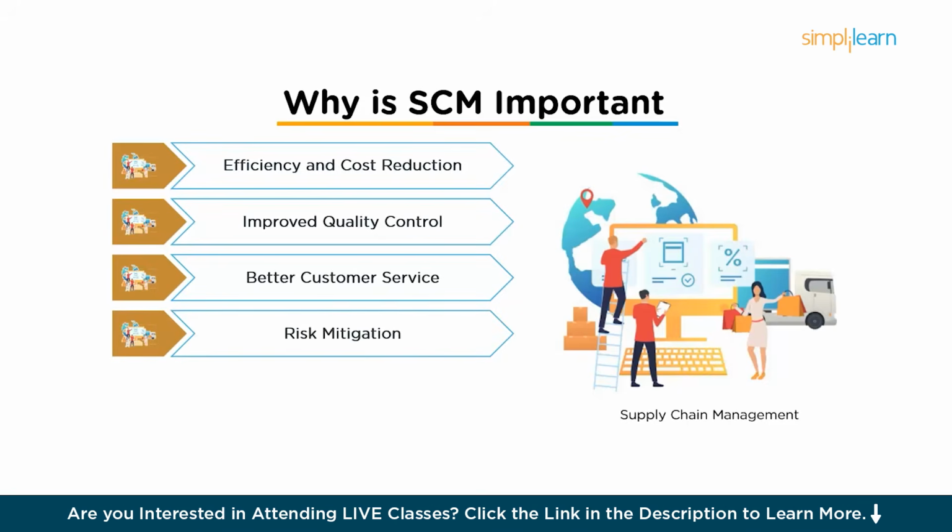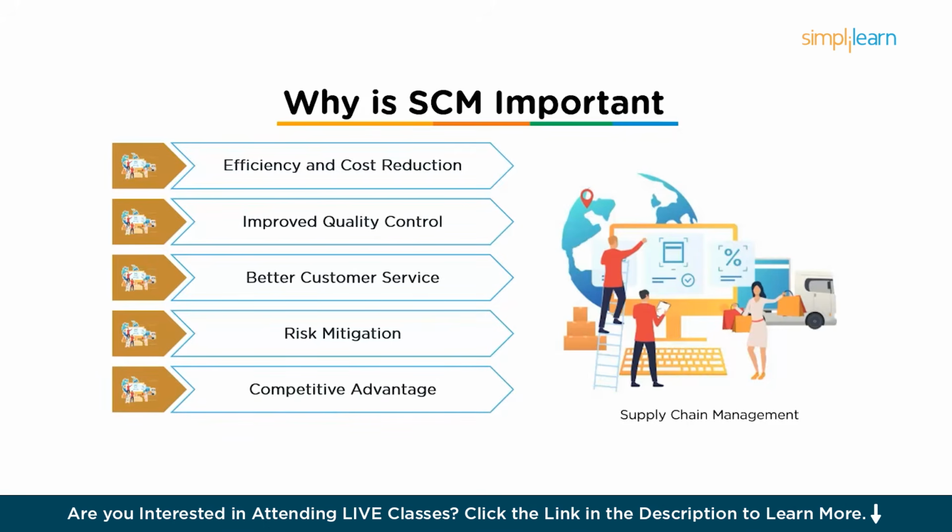Then comes risk mitigation. Effective supply chain management can identify potential risks in the supply chain and implement strategies to mitigate them. This proactive approach helps in avoiding disruptions and maintaining smooth operation. Then comes competitive advantage. Companies with efficient supply chains can deliver products faster at a lower cost, providing a competitive edge in the market. Then comes sustainability. It enables organizations to implement environmentally friendly practices throughout the supply chain.